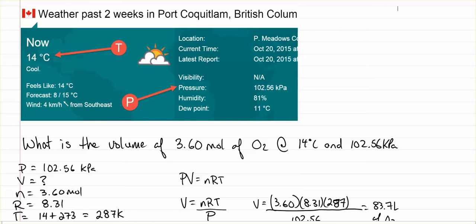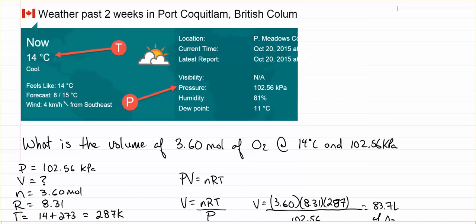So the pressure is 102.56. My volume is my unknown. My number of moles is 3.60. My R is always 8.31. And my temperature is 14 degrees. I add that to 273, so I get 287 Kelvin.